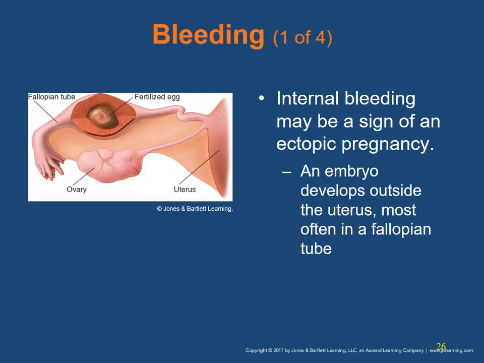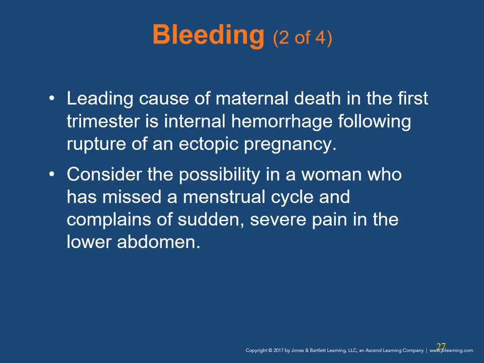Bleeding. Internal bleeding may be a sign of an ectopic pregnancy, when an embryo develops outside the uterus, most often in the fallopian tube. It occurs about once in every 300 pregnancies. The leading cause of maternal death in the first trimester is internal hemorrhage into the abdomen following the rupture of an ectopic pregnancy.